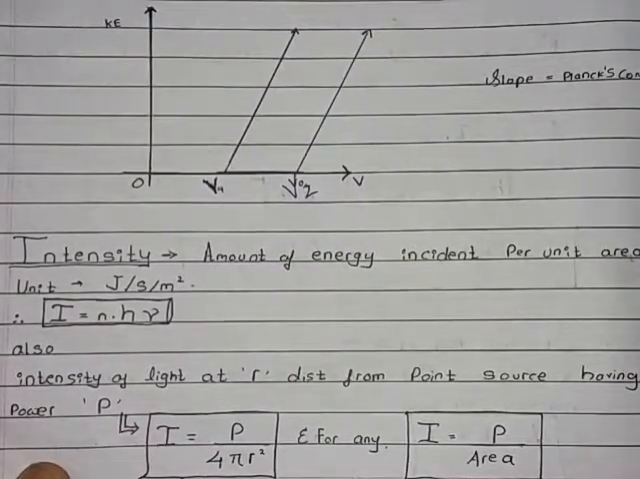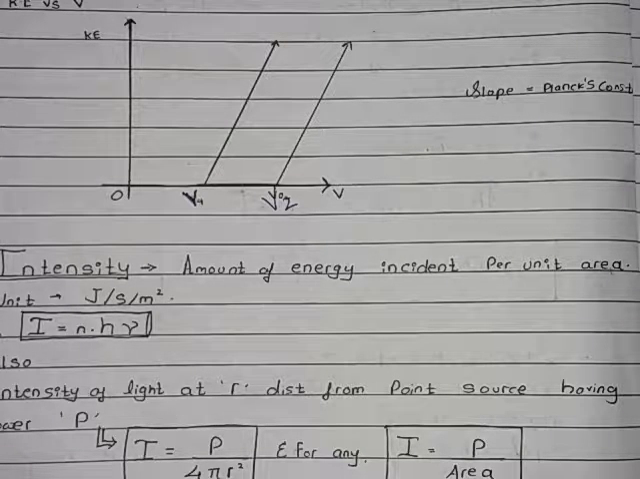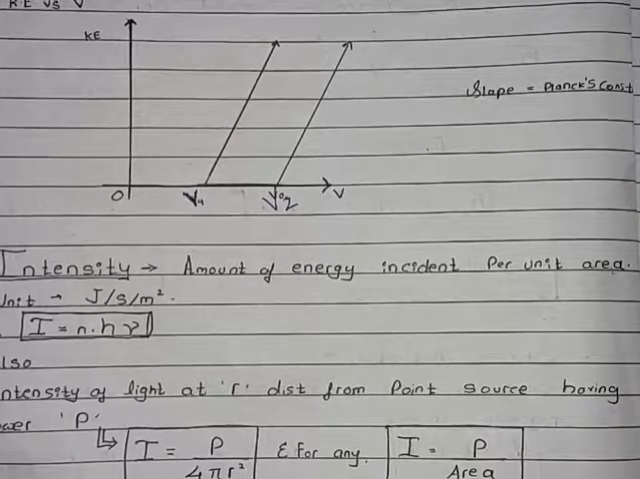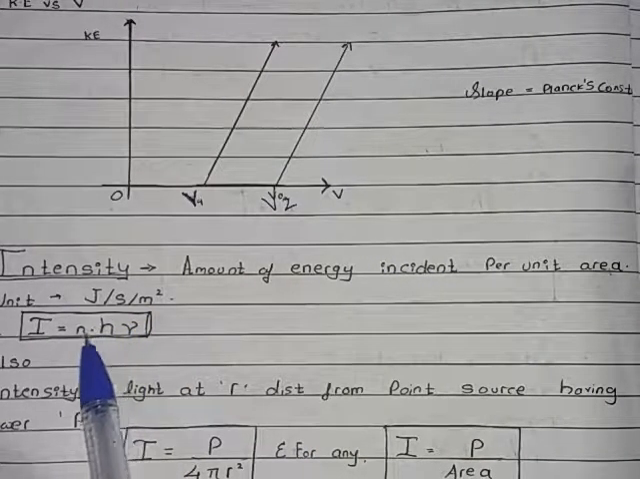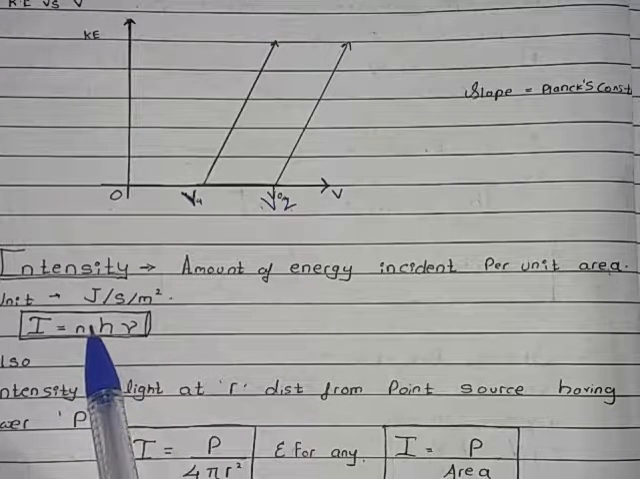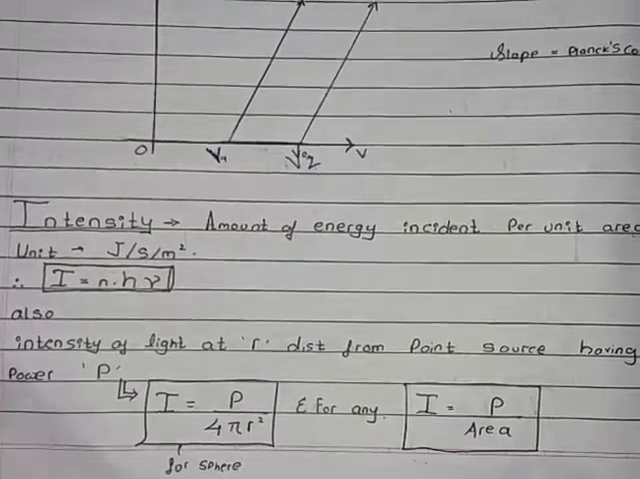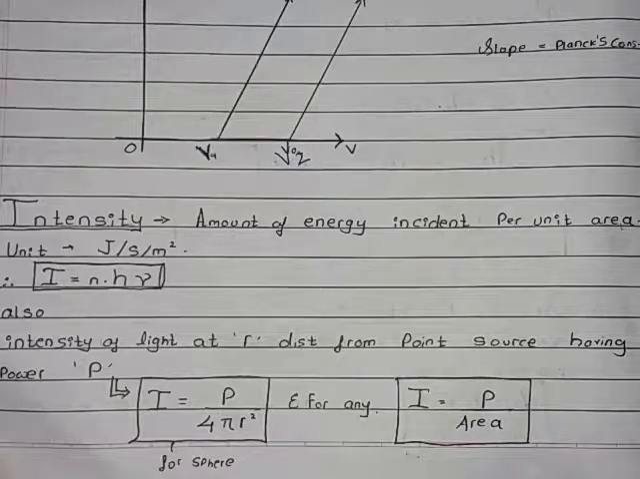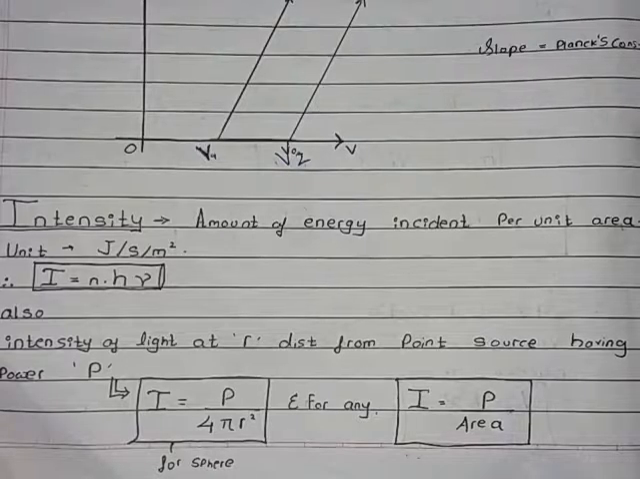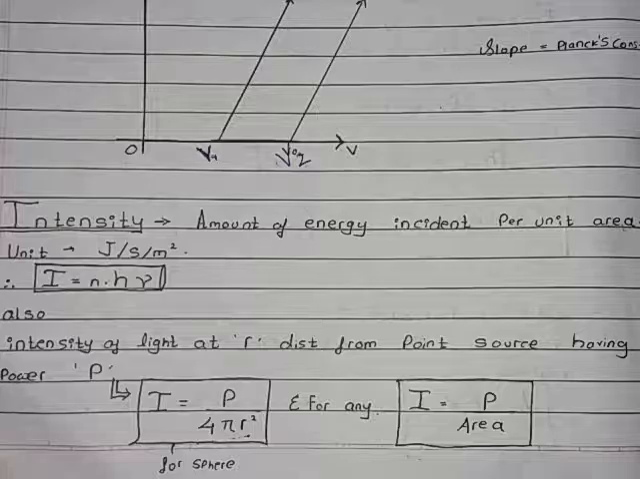Now what is intensity? Intensity is the amount of energy incident per unit area, where the unit is joules per second per meter square. Or intensity is n times hc by lambda, that is n times h nu, where nu is the frequency. And the intensity of light at distance r from a point source having power P is I equals P upon 4 pi r square, where P is the power of that point source. So intensity is P upon area, since 4 pi r square is the area of the sphere or shell.